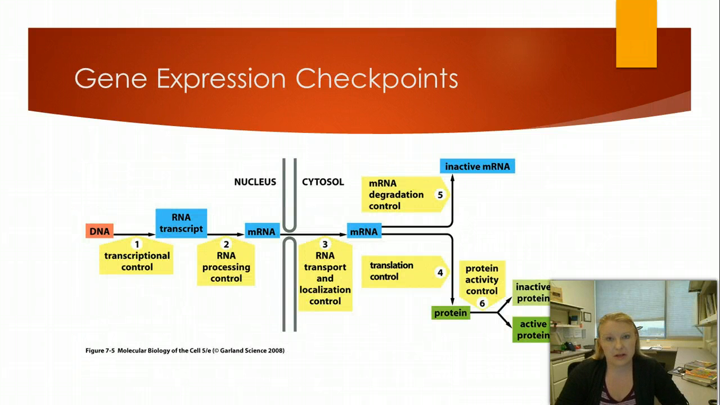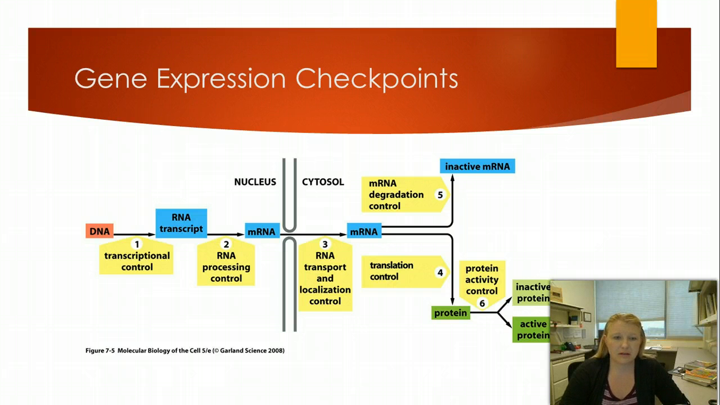So, gene expression checkpoints. As we talked about in the last topic, there are numerous expression checkpoints to help ensure that the genes are being processed properly and that the cell hasn't gotten out of control. You can see all 6 of them here, and I expect you to understand and be able to discuss this graphic. This is a key graphic in this unit, so make sure you understand it.